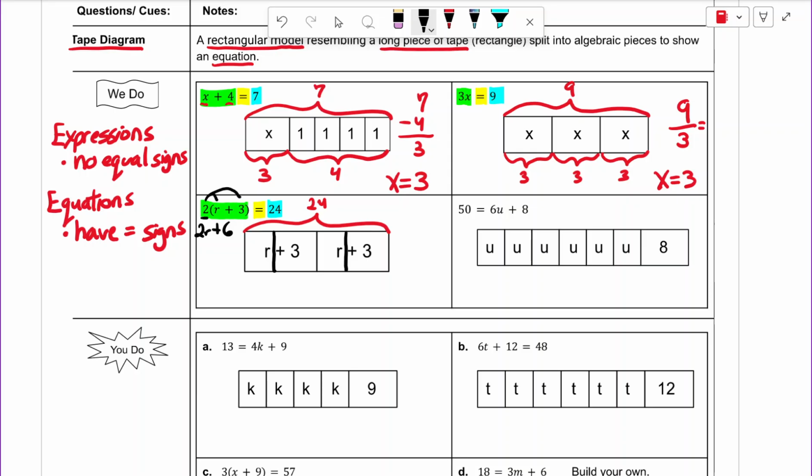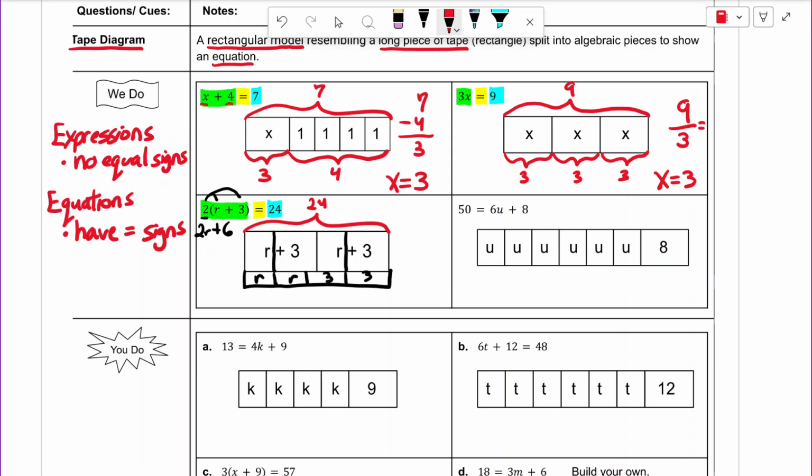Okay, now it says r plus 3 plus r plus 3 is equal to 24. So we're going to combine like terms. And to combine like terms, we're going to redraw this piece of tape. So I'm going to add another piece of tape right here. It's a shallow one. And there are 2 r's. I'll put those down on the left side, and then there are 2 3's.